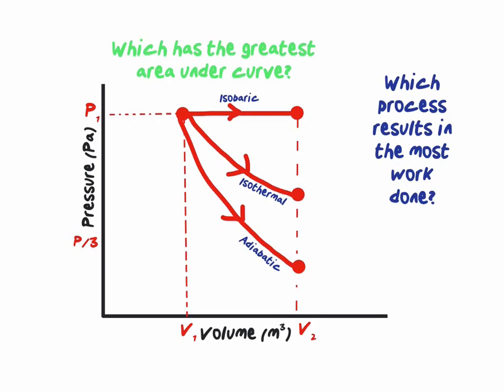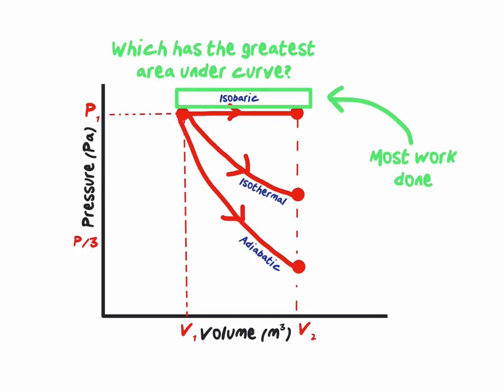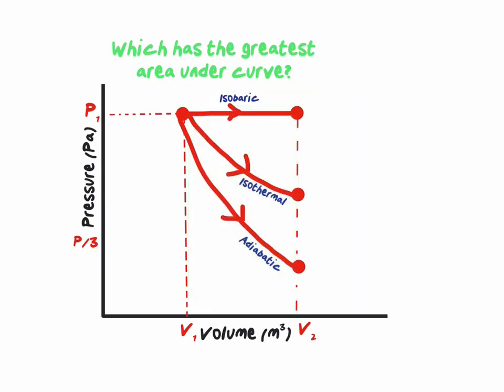And we can see that the isobaric process has the most work done in this case because it has the greatest area. Next would be the isothermal, and finally the adiabatic with the least amount of work done.